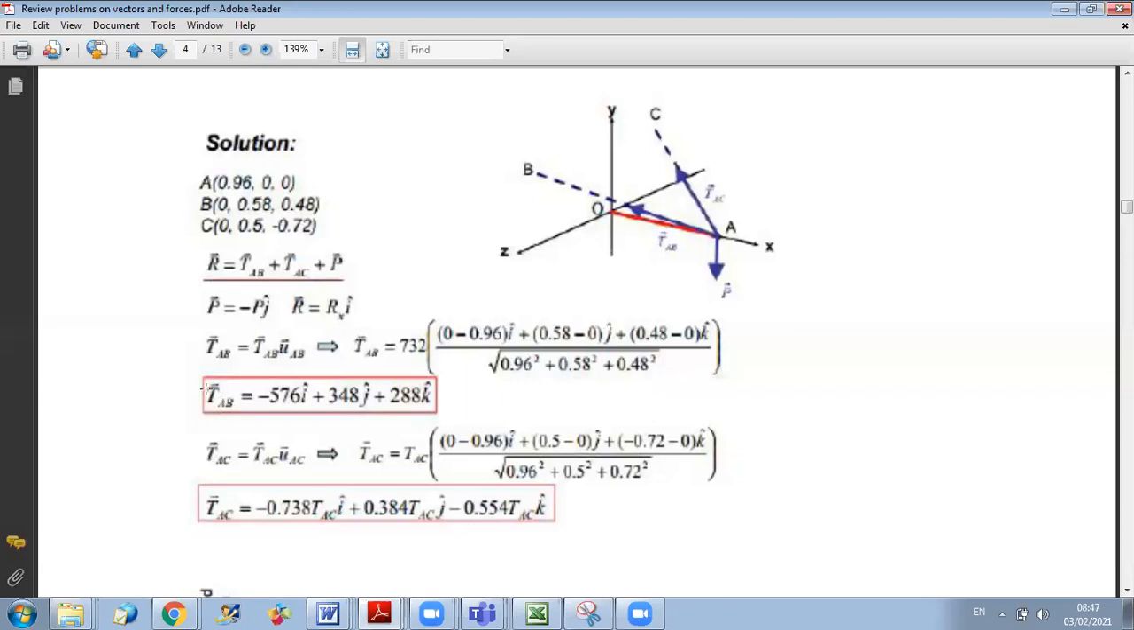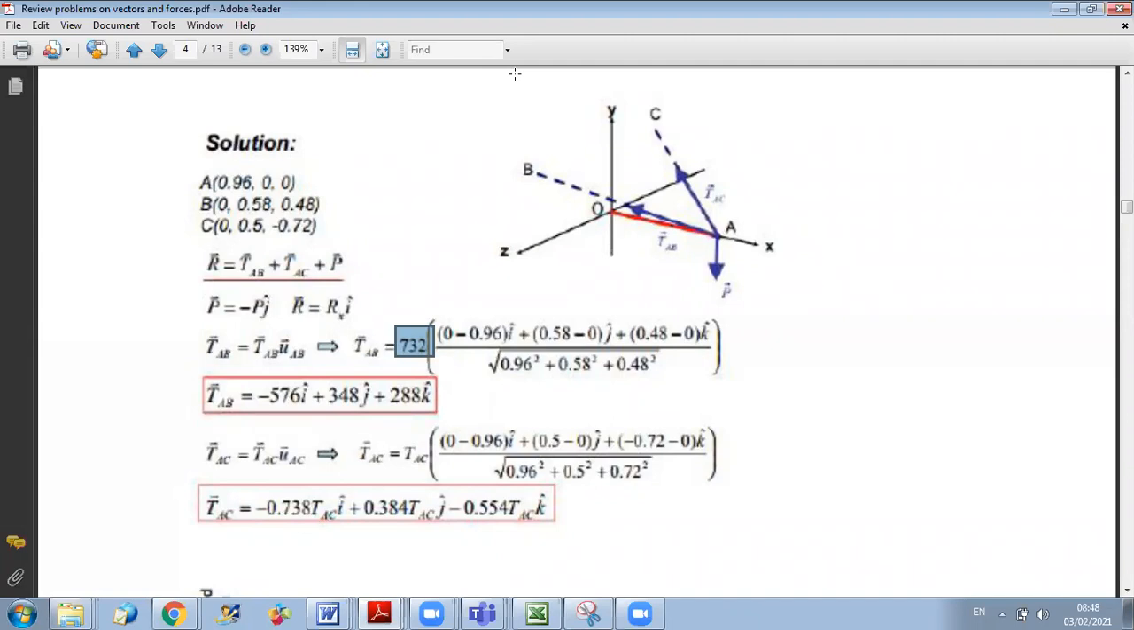I know TAB completely because, look, the magnitude is given. So I just multiply the unit vector by 732. While for TAC, I can express the vector as a function of the magnitude, which is TAC, unknown. Okay. Now, once I have expressed all my vectors, all I have to do is their summation and replace them in the vectorial relation.